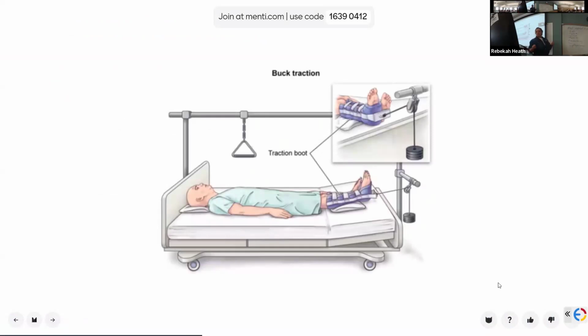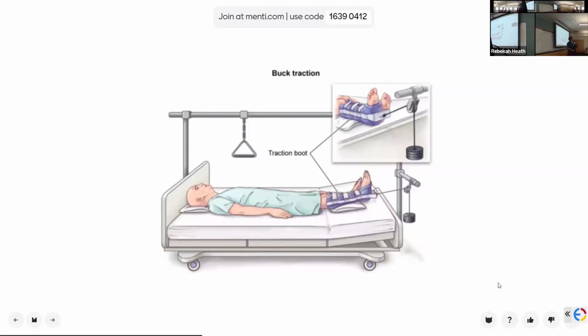So what they do is, if it's a tib-fib fracture, like this picture shows, they'll put this wrap cast on somebody's foot to stabilize where things are at. And then they have this traction device. They put weights on the end that attach here, and it gives a little bit of pulling to that leg to help keep those bones from rubbing against each other, keep them aligned.